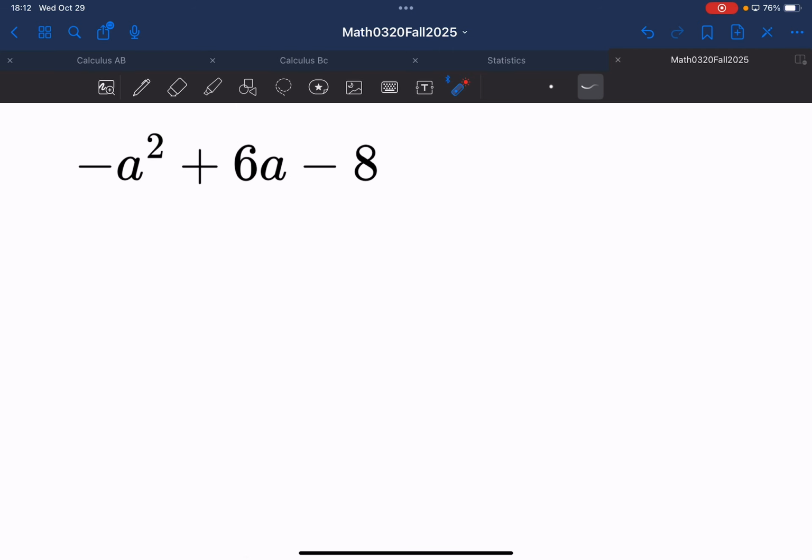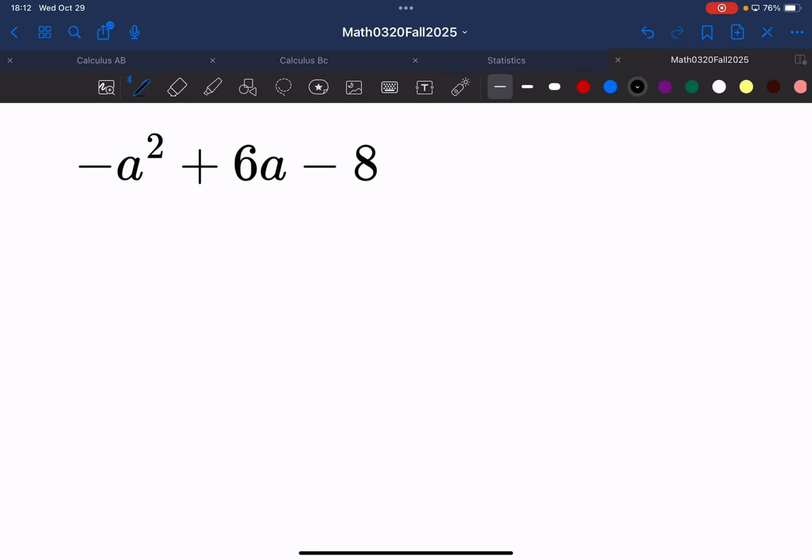Okay, so now let's look at this one. Looking at the order first. Is it in the correct order? Yes. Okay, now we have to look and make sure that there isn't anything in front of the A. Is there something in front of the A? Or sorry, the A squared? -1. There's a -1 there, which means we need to take out a GCF of -1 in order for us to do our factor properly.